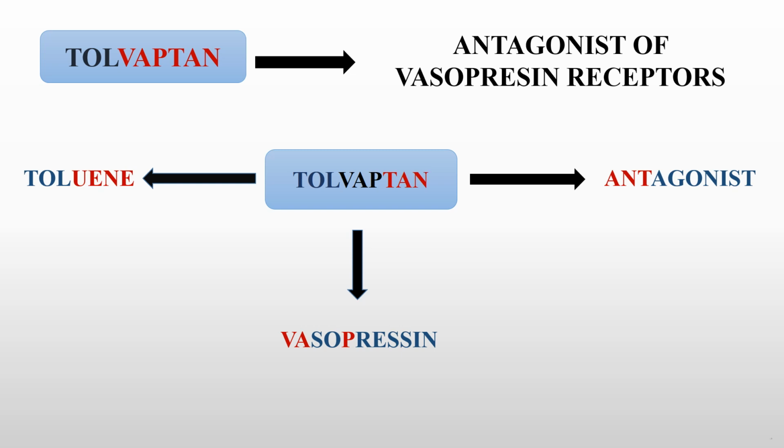First, TAN, referring to its antagonist action. VA, noting involvement of vasopressin receptors. Vasopressin is also known as antidiuretic hormone, and tolvaptan as an antagonist acts as a diuretic. And TOL, pointing to the presence of toluene in the chemical structure of the drug.